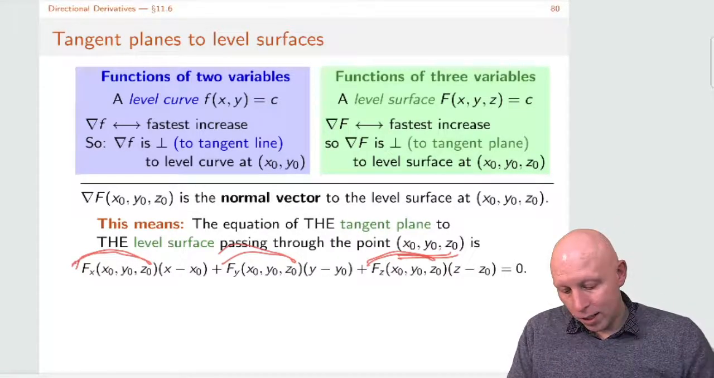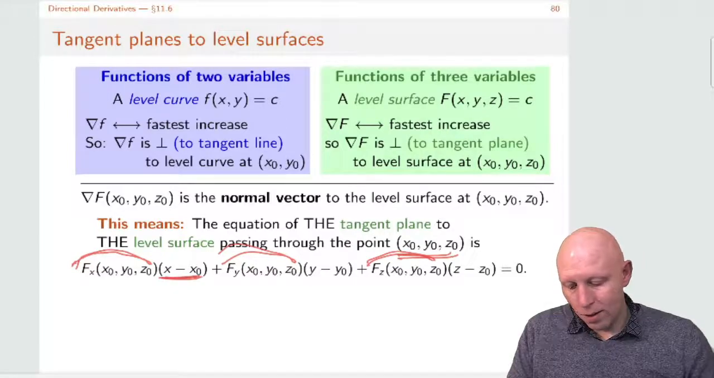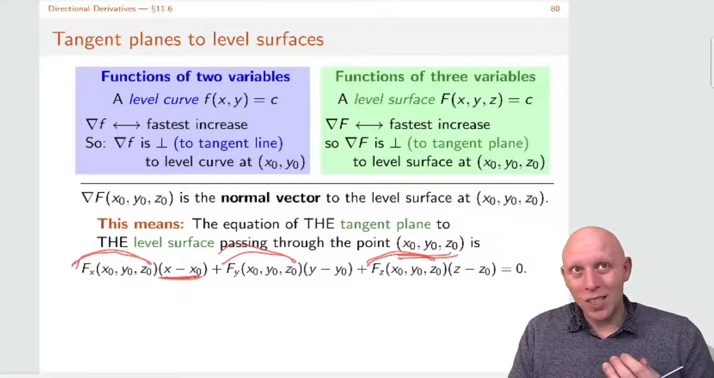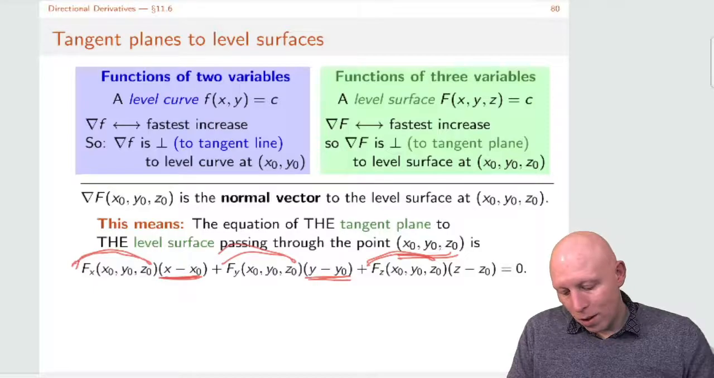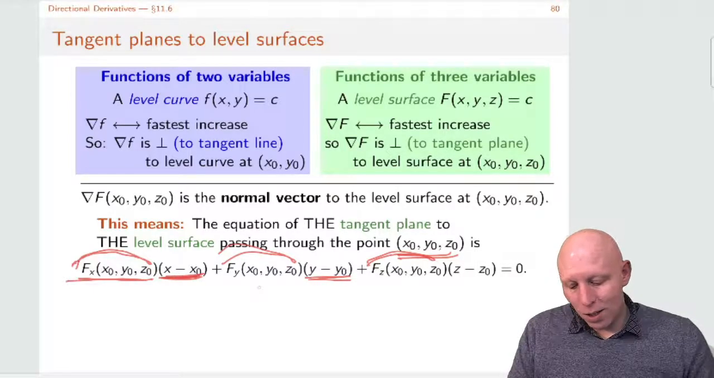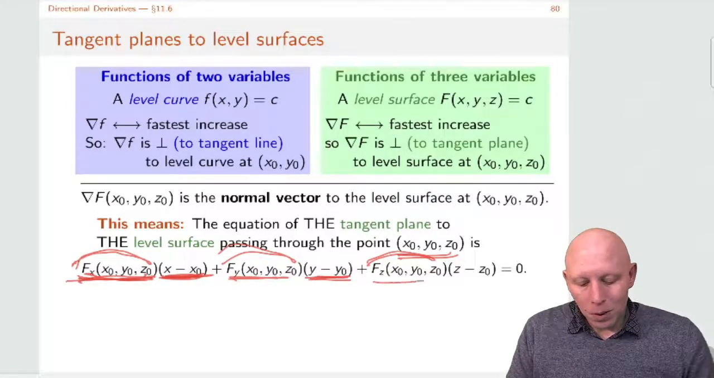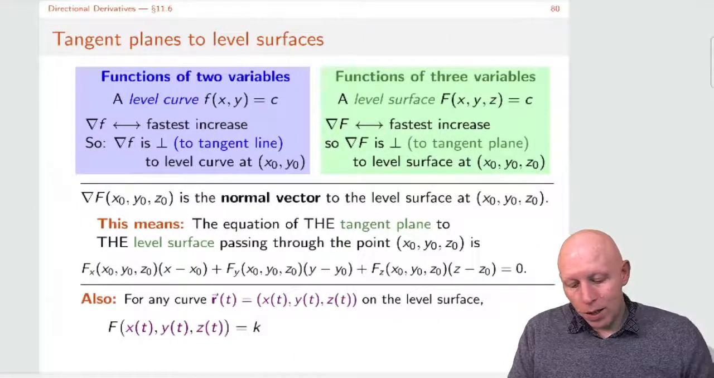And then we dot that with the point. This is the point-normal version of the equation of a plane, where we go through the point x naught, y naught, z naught. So this vector dotted with x minus x naught, y minus y naught, z minus z naught. Let's say that again: this number times x minus x naught plus this number times y minus y naught plus this number times z minus z naught is equal to 0.